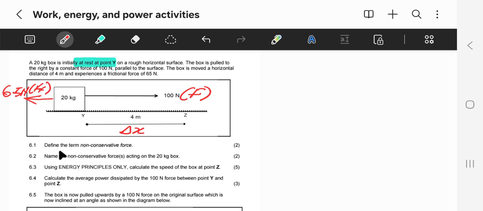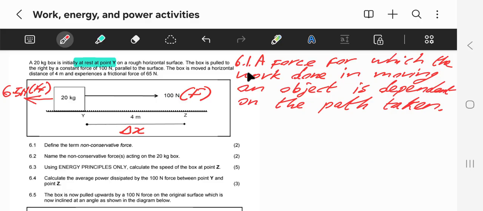And then 6.1 says define the term non-conservative force. So if we define non-conservative force, we will say it is this. So we'll say that a non-conservative force is a force for which the work done in moving an object is dependent on the path taken. And this object, guys, is being moved from one point to another. Okay, so you can add that on your definition. You can say it is a force for which the work done in moving an object from one point to another is dependent on the path taken, or you can write it the way I have here. So please write this definition down.